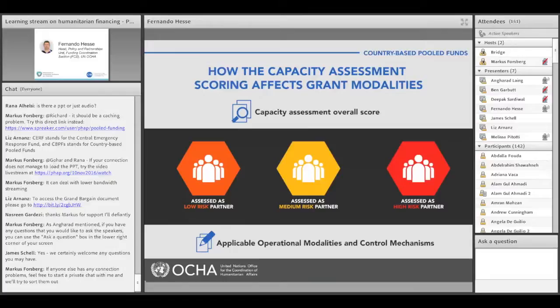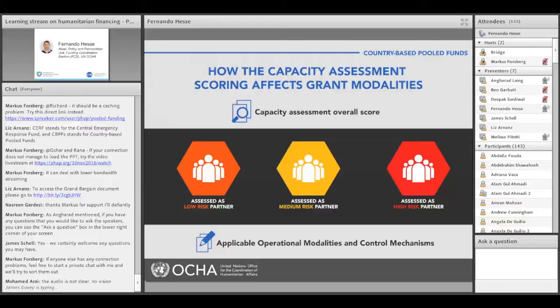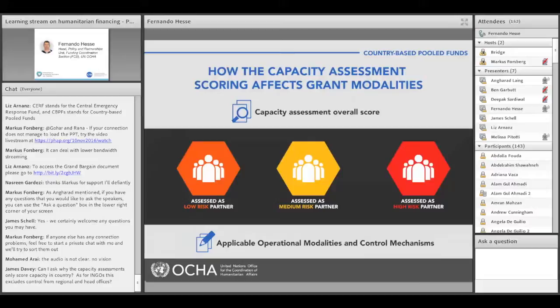Capacity assessments are carried out under the coordination of OCHA country offices and should take place before an application for funding is submitted. The assessment aims at determining whether an NGO has a sufficient level of capacity in terms of institutional, managerial, financial, and technical expertise. Eligible partners are then rated as either 1 high risk, 2 medium risk, or 3 low risk. The risk level determines the minimum control mechanisms applied throughout the grant management cycle, and this will determine the level of disbursements, maximum amount of project proposals, the project duration, reporting requirements, and the monitoring that will be in place.